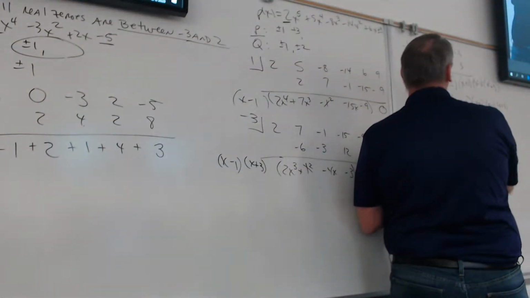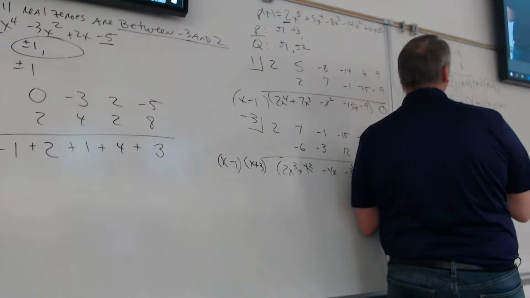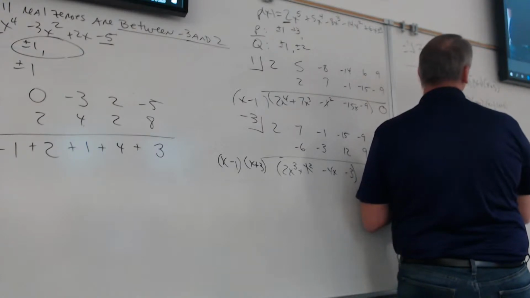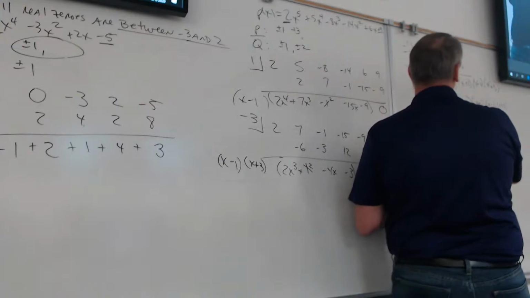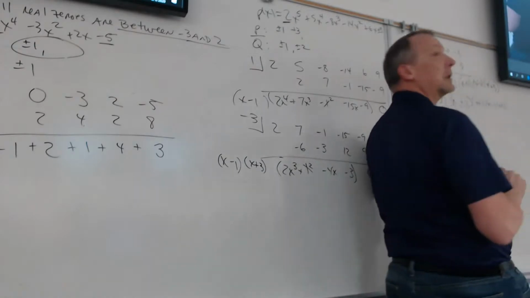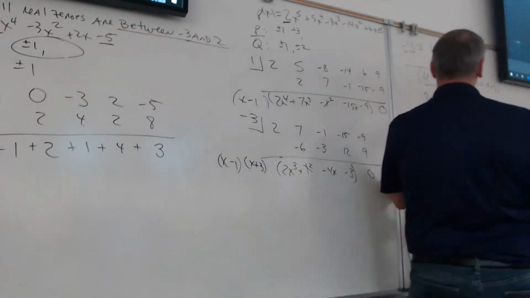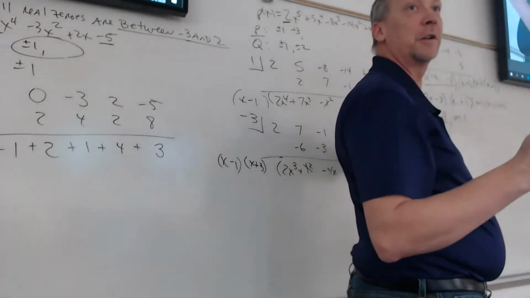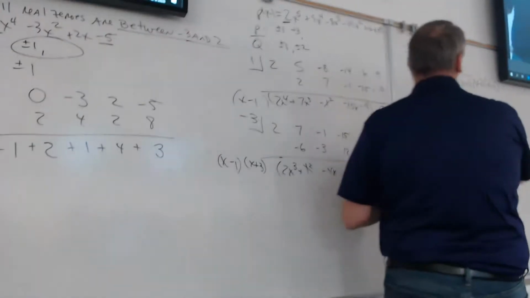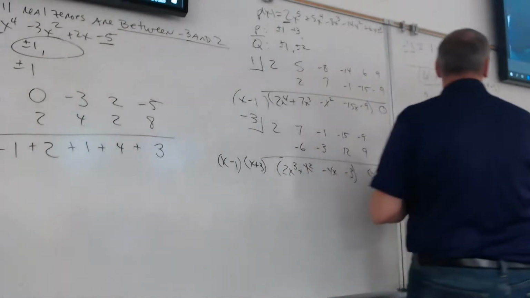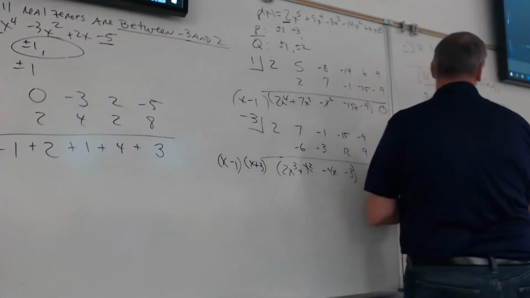Okay, so my zeros are x equals 3/2, -1, +1, -3. This has a multiplicity of 1. This has a multiplicity of, which one? 2, right? I got 2 of them. Multiplicity of 2. This has a multiplicity of 1. This has a multiplicity of 1.